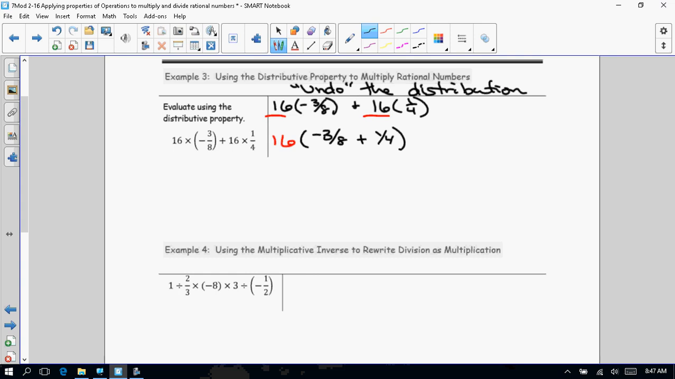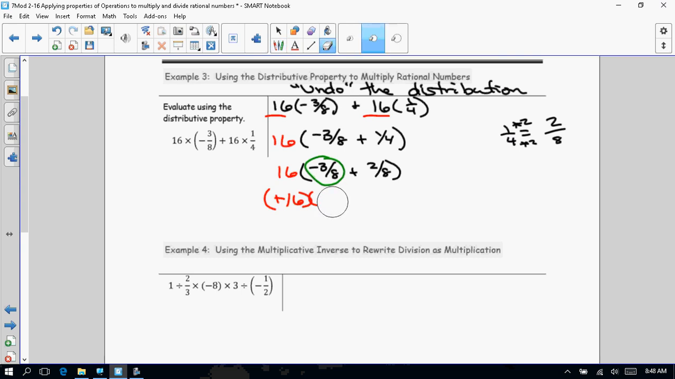Well, my fractions don't have common denominators, right? 1/4, if I multiply both the top and the bottom by 2, I get 2/8. So I'm just going to rewrite this as 16 times negative 3/8 plus a positive 2/8. And negative 3/8 is bigger, so that becomes negative 1/8. So 16 times negative 1/8.